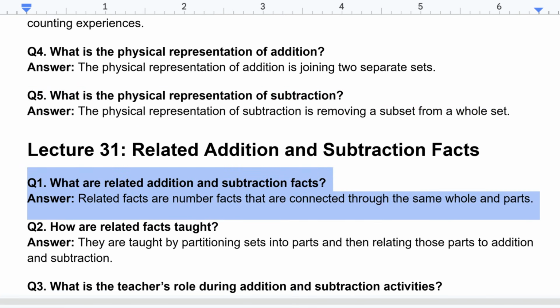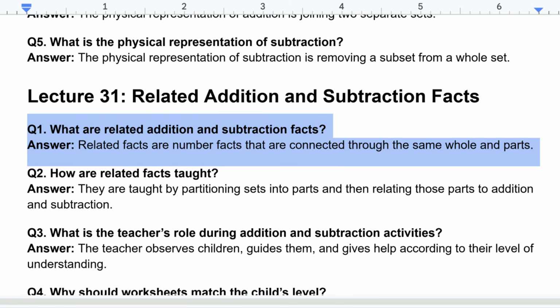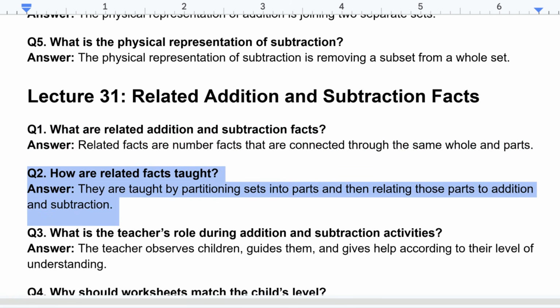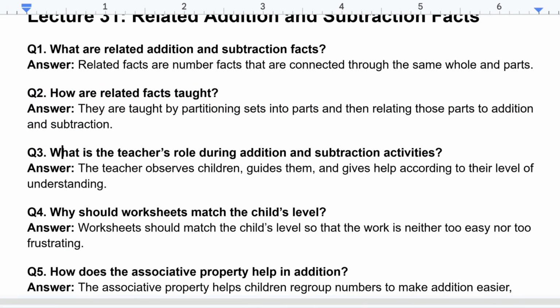What are related addition and subtraction facts? Related facts are number facts that are connected through the same whole and parts. How are related facts taught? They are taught by partitioning sets into parts and then relating those parts to addition and subtraction.